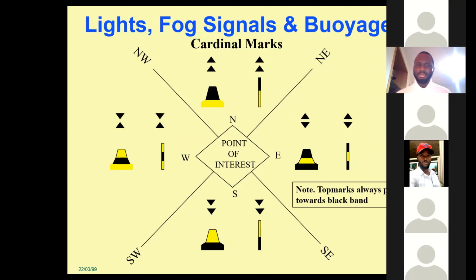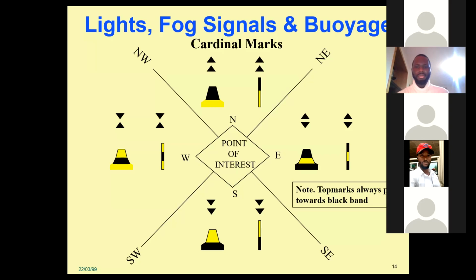Okay, it's a Cardinal Mark. At night, I will see a white light flashing very quick, 3 lights every 10 seconds, or 15 quick flashes every 15 seconds.